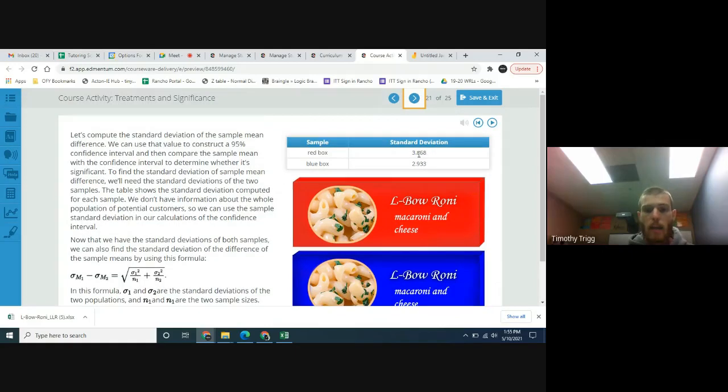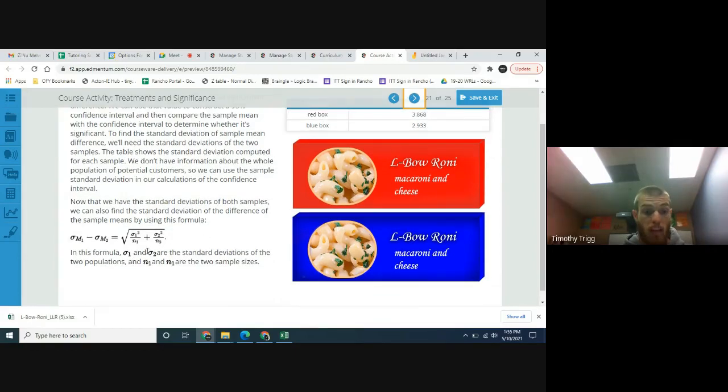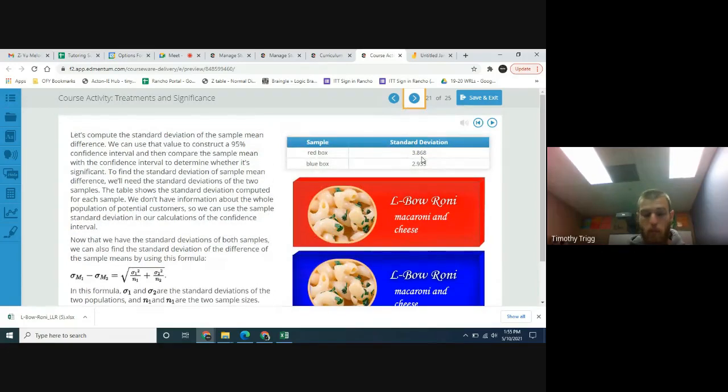Now, there's also a piece of information we want right over here, and it says the standard deviations. For the red box, it was 3.868. So that's sigma sub 1. So sigma sub 1 is 3.868, and sigma sub 2 is 2.933. So you see how there's sigma sub 1 and sigma sub 2? They go in the formula on the top of these fractions. That's what these two numbers are. I'm going to write those numbers to the side so I have them later, and they're going to be important when we are calculating this formula.